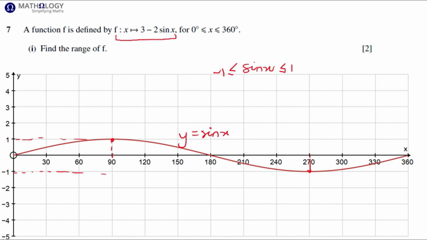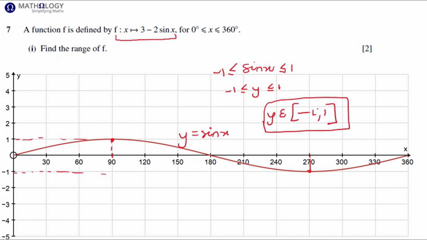That's by definition. Another way of saying this is y is less than or equal to 1, greater than or equal to negative 1. And yet another way of writing the range is in interval notation. So y is an element of square brackets minus 1 to 1. This is generally how range is expressed in interval notation. So that's the function y equals sine x. The next thing we're going to do is sketch y equals minus 2 sine x.